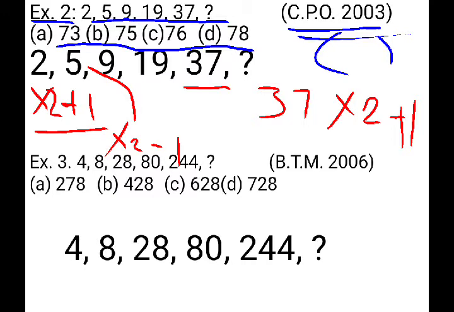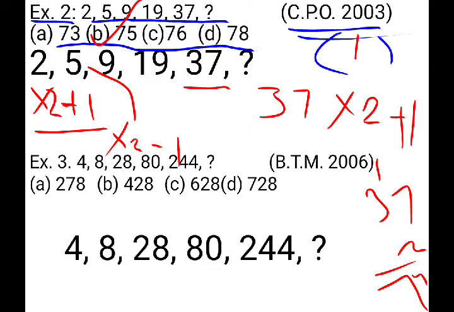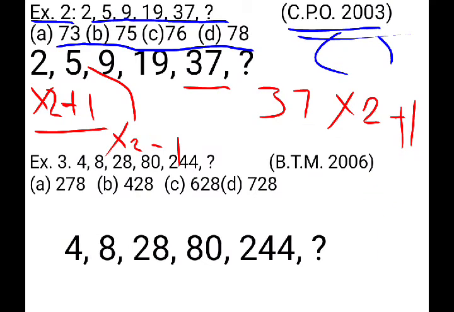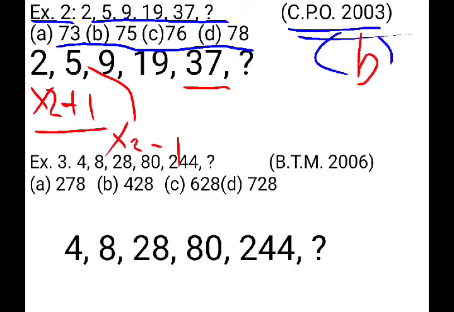37 into 2 means 74, plus 1, that's 75. So option B is the right answer. Okay, option B. Sorry for the mistake. So option B, 75 is the correct option.